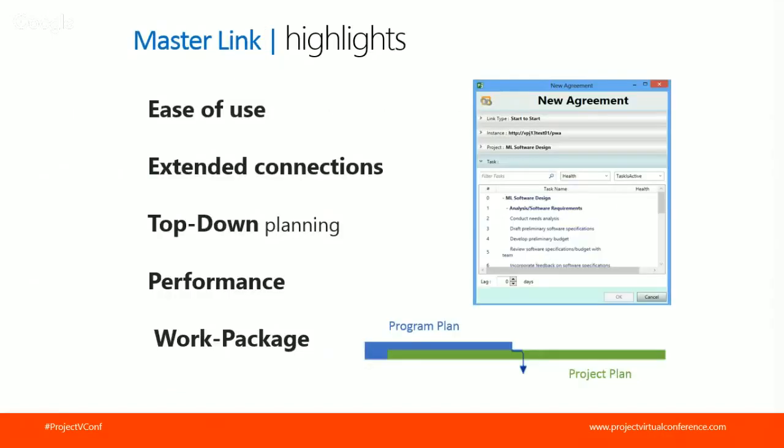The highlights: instead of linking, we have agreements. Instead of links between tasks, as it's done out of the box in Project Server, we're using agreements as the boundaries of the link between the projects. So you open a form which is called New Agreement, and you decide the type of the link, you decide the project that is linked to, and of course the task that is linked to, and then you could have a top-down planning or a bottom-up planning using a special link that we've created, which is called work package link. Okay, this is a unique one. I'm going to show you in a minute.